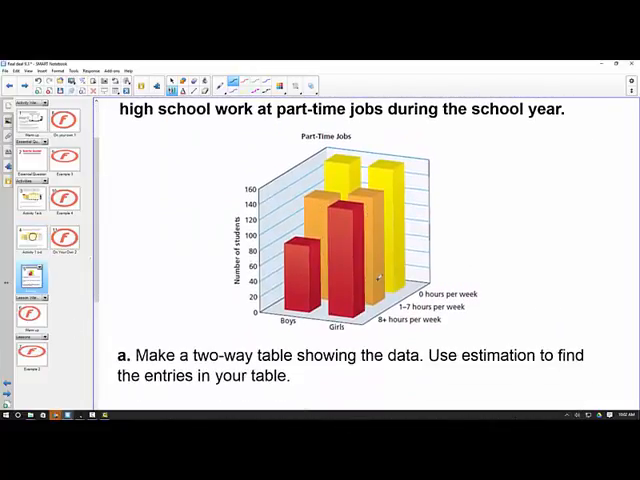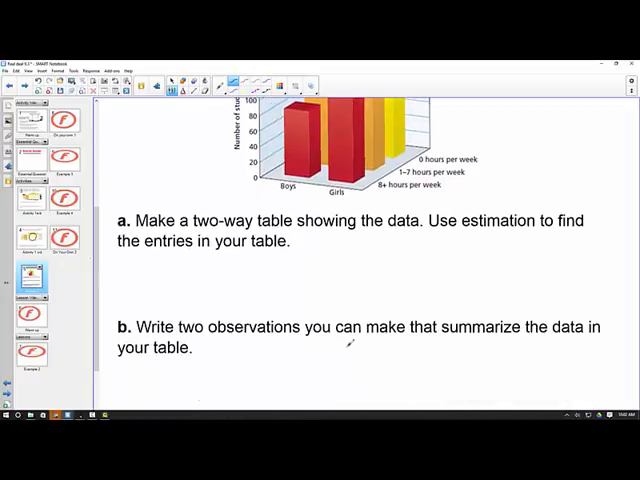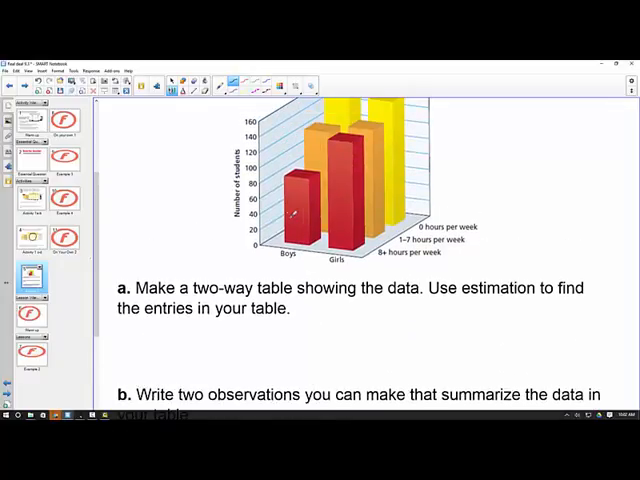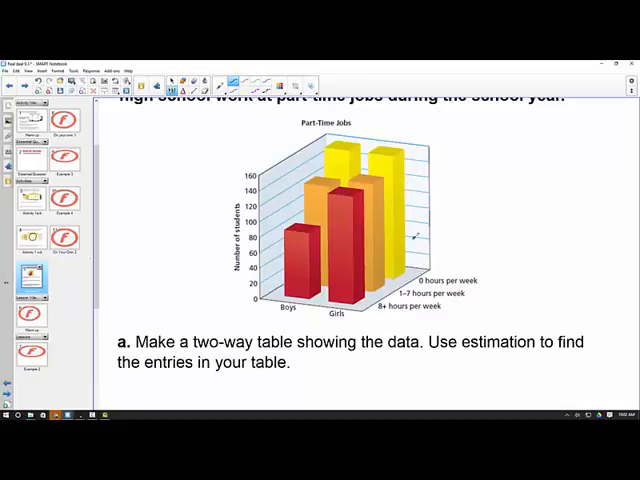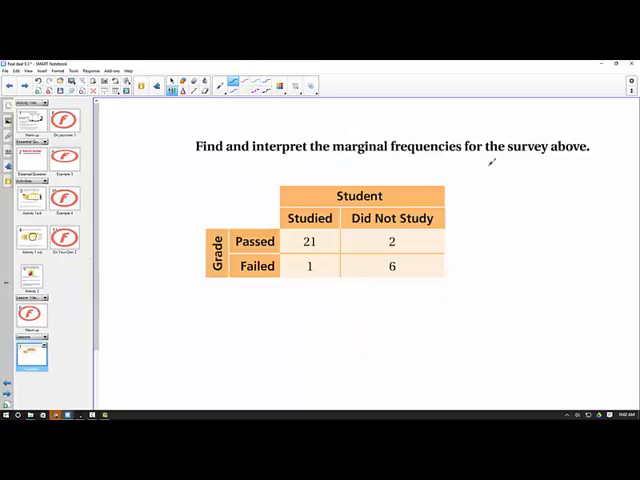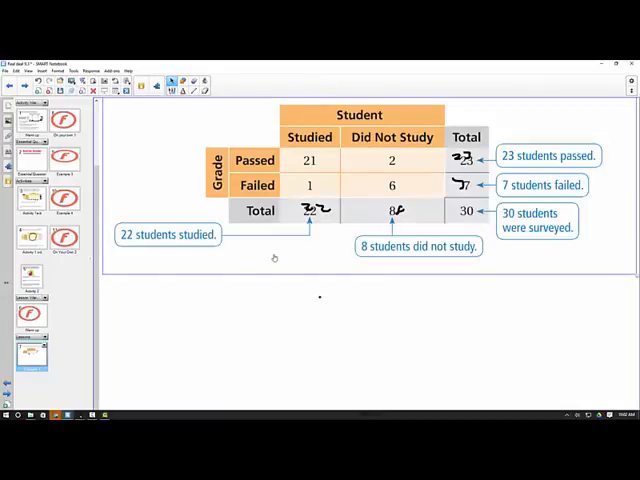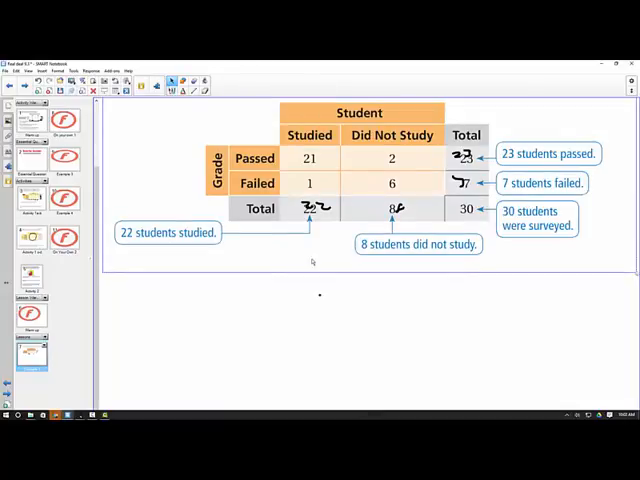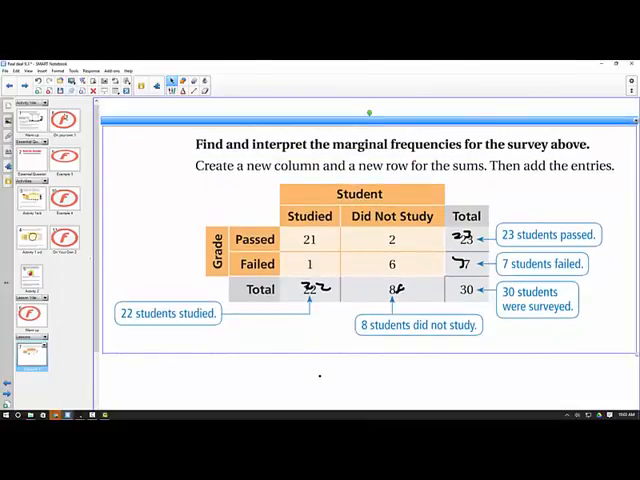This here says work with a partner and make two-way tables from the data and use estimation. So observations I make: there's definitely more girls than boys. I noticed that a lot of people work 0 hours per week. It seems as though girls work more than boys if I look at this in general. So that's some of the observations that I'd make. If I interpret the marginal frequencies, if I look here, this is 22 or 23. This is 7. This is 8, and this is 22. So here are some of the marginal frequencies that you might have seen.